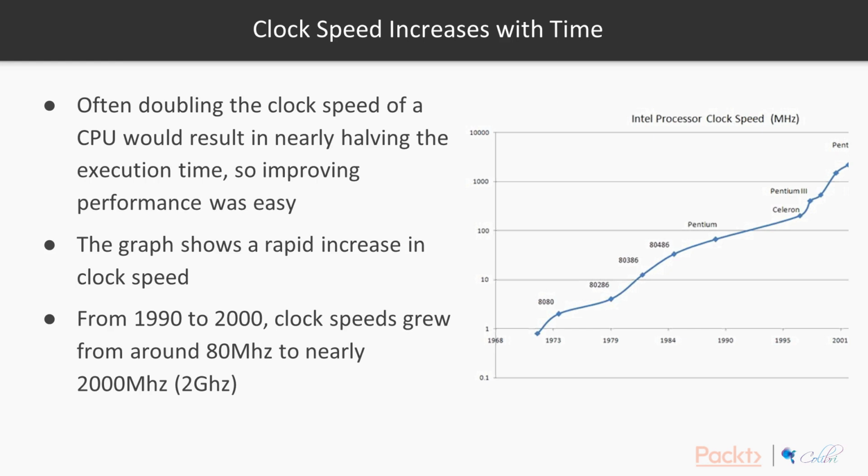And we can see, particularly between 1990 and 2000, and 1995 and 2001, there was a tremendous increase in processor clock speeds. And just a brief note, this is based on consumer desktop processors released by Intel. So from 1990 to 2000, clock speeds grew from around 80 MHz to nearly 2 GHz. That's nearly 2000 MHz. So that's an increase of almost 1,500% in a space of just 10 years. So that's 15 times increase in clock speed in just 10 years.